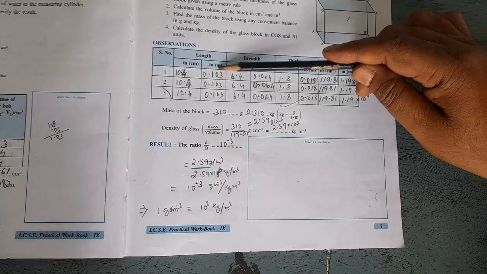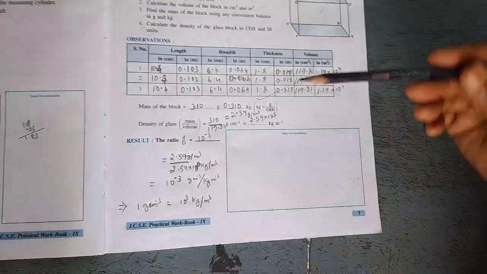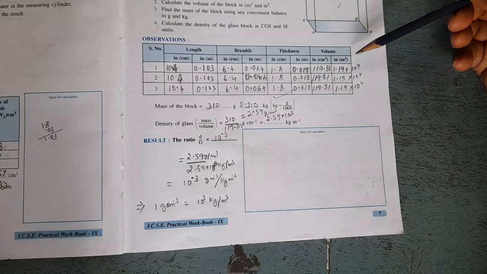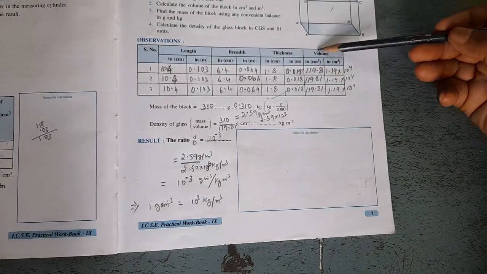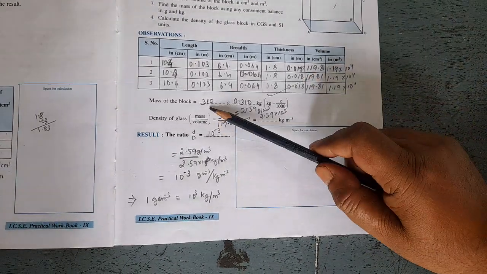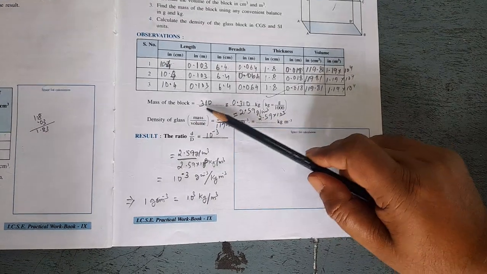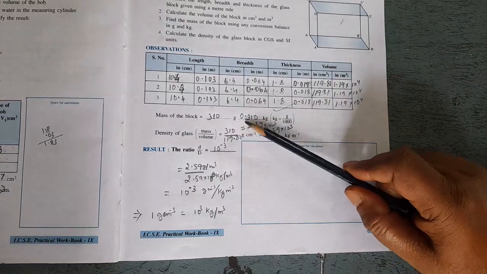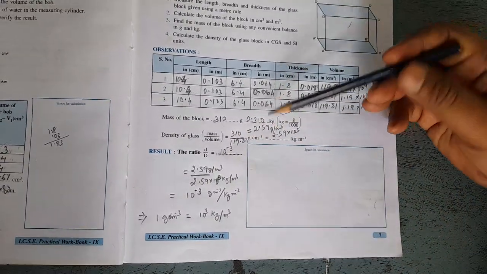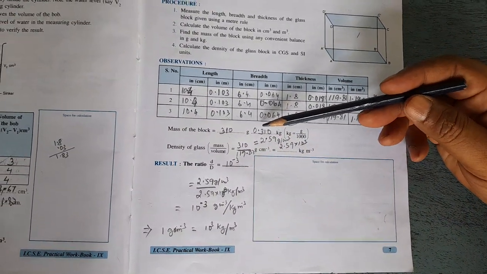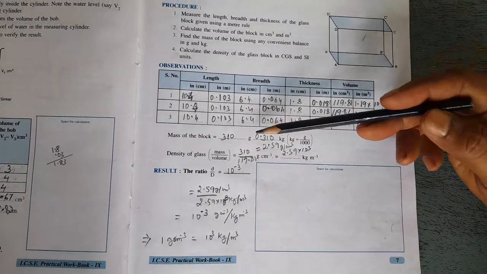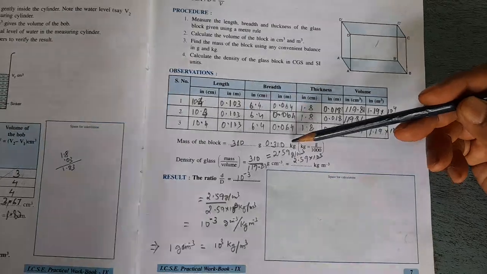Now this table has been completed. The values are like this. I'm giving the pause. You can fill up all these values. The weight we have got, the weight means mass of the body, 310 gram. If you convert into kilogram, it is coming 0.310 kilogram, dividing by 1000.